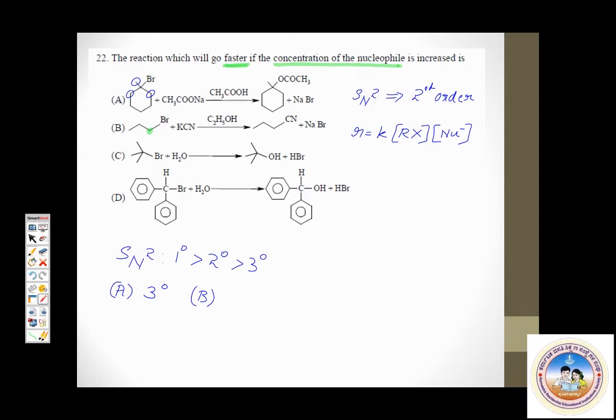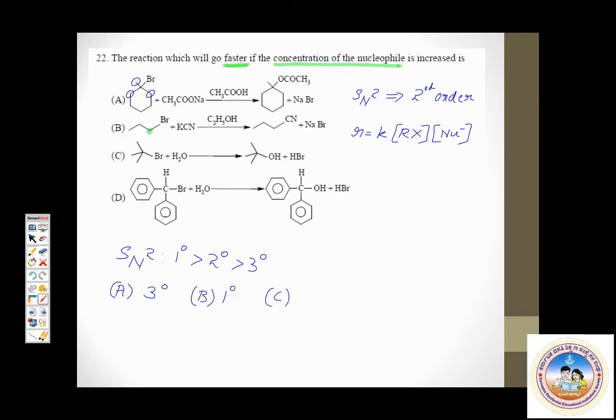Option C. Again, I'll highlight that carbon. Carbon attached to halogen is in turn attached to 3 alkyl groups. No hydrogen atom. So again, option C is also tertiary.